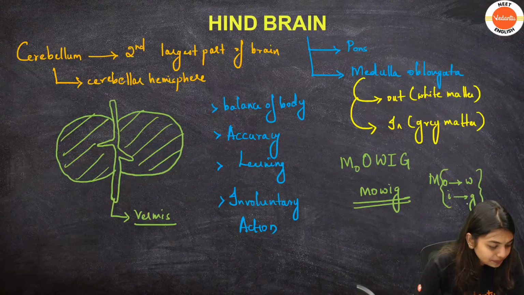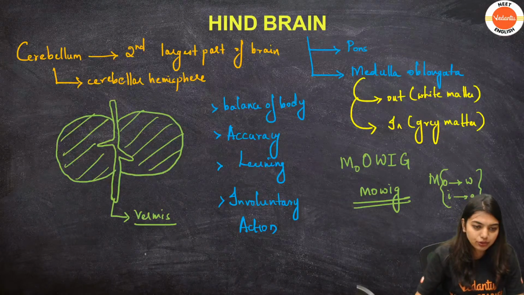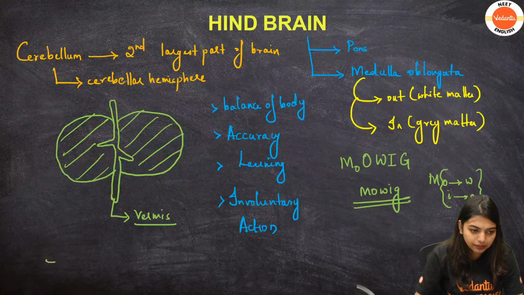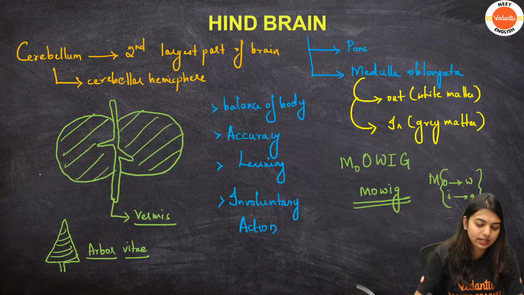Now this is done. Fine, great. Students, understand this. I told you this one looks like this tree. Have you all seen this tree? Arbor vitae. This is the tree name. That is because this one looks like that, right?